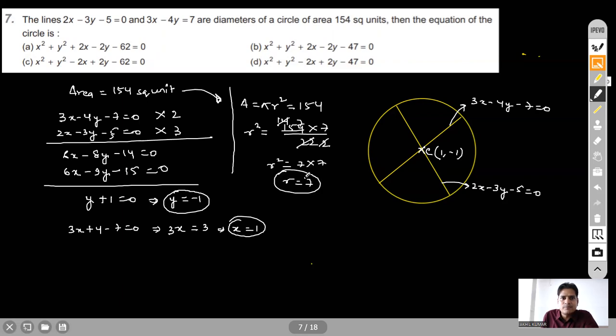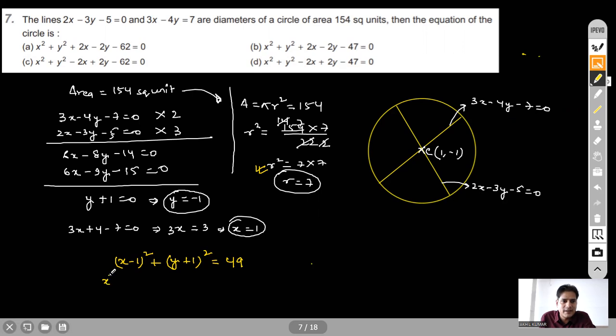So the radius is 7. Now, if the center and the radius are known, we can write the equation of the circle. The equation of the circle will be x minus 1 whole square plus y plus 1 whole square, since the center is 1 comma minus 1, is equal to r square. What is r square? R square is nothing but 49.